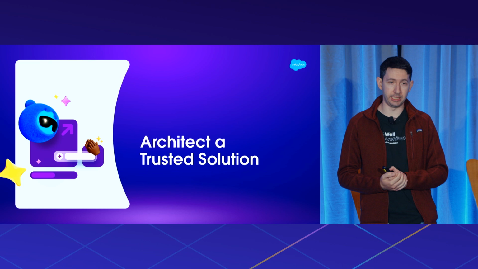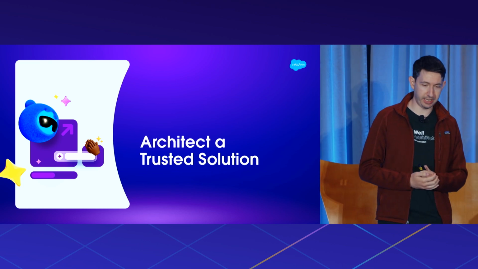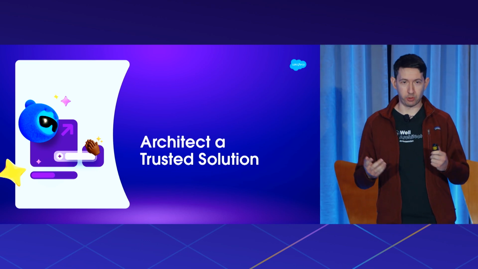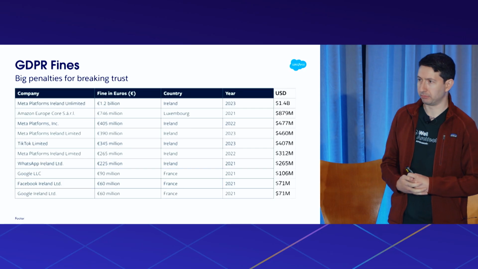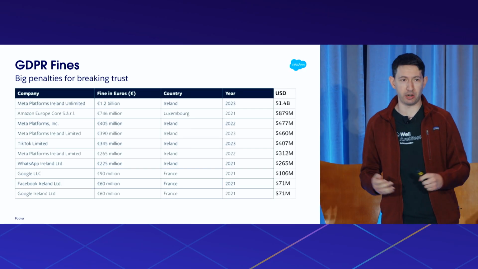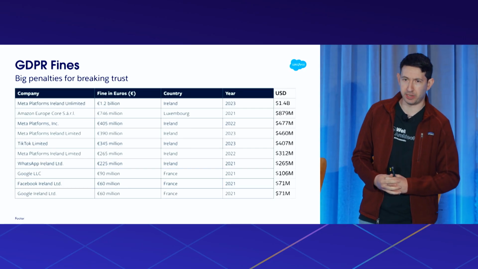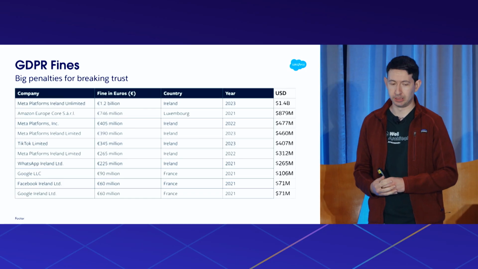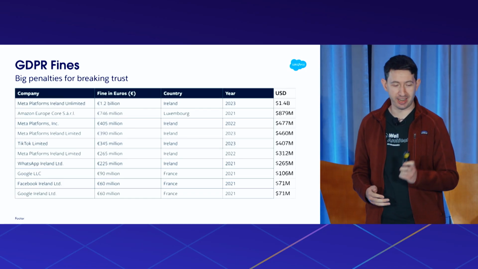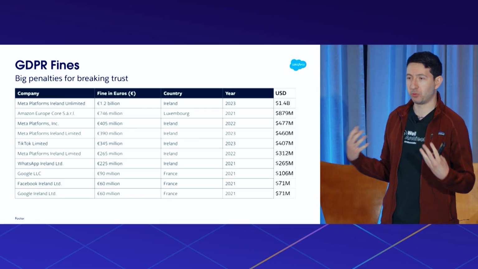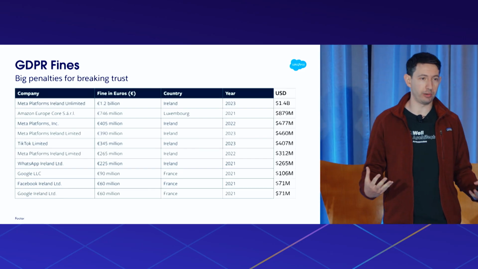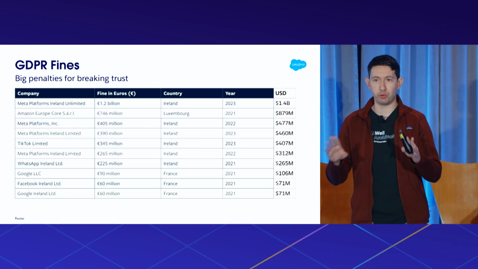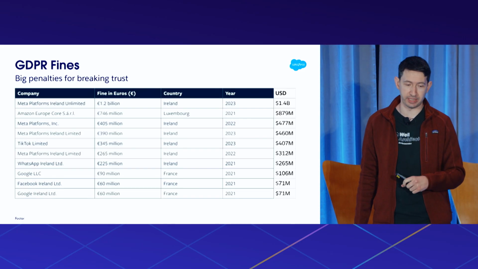And the first pillar is trusted. So some tips on architecting a trusted solution. And of course, the question is, why is trust so important? Some of you may be familiar with GDPR, the law passed in Europe several years ago, General Data Protection Regulation. Basically, what it means is you have the right to own your own data. You are the owner of your own data. You have the right to be forgotten. You have the right to tell a company what they're allowed to do with your data.